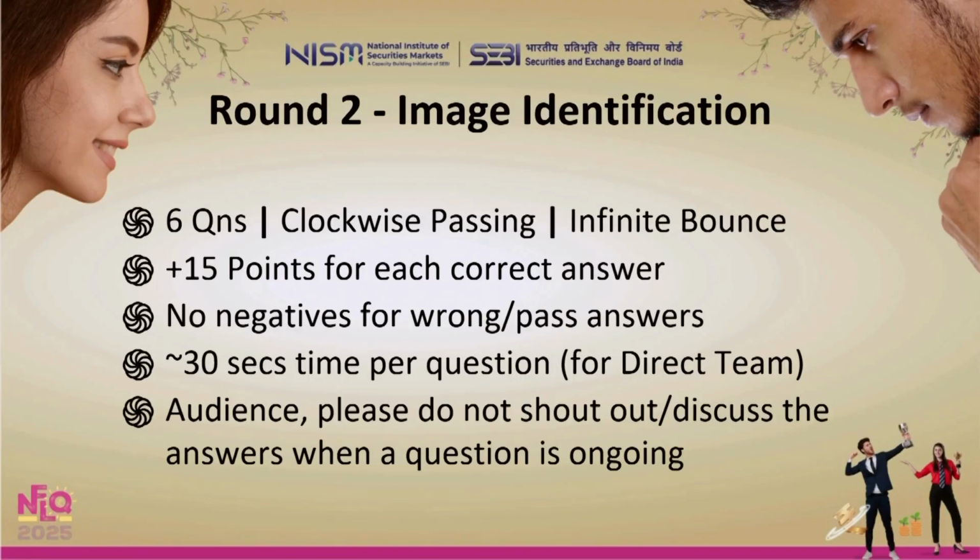Round number 2 is all about visuals and images. We will begin with A and flow clockwise. 30 seconds of thinking time to the direct team. No thinking time if it passes, and we will stick to it very, very rigorously. Plus 15 if you get it right. Still no negatives if you get it wrong. Audience, I will come to you if they pass, and there will be chocolates or mugs in case the question is of a certain difficulty level.